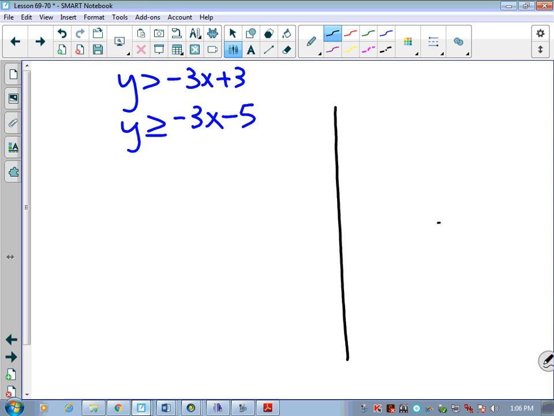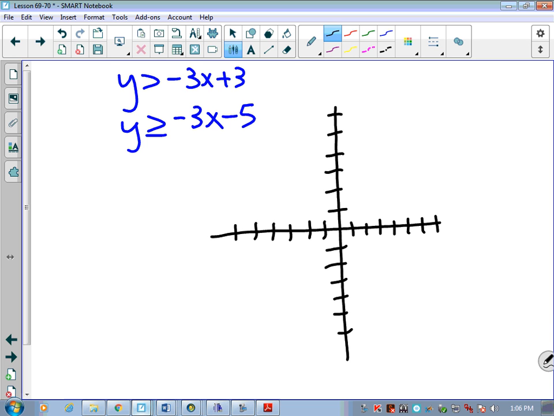So let's look at this. The thing that we're going to start with, let's go ahead. I'm going to get some tick marks. 1, 2, 3, 4, 5, 6. 1, 2, 3, 4, 5, 6. 1, 2, 3, 4, 5, 6, just to start with. Where do I want to begin? What's the first thing I start to graph? The y-intercept, right? So at 3.